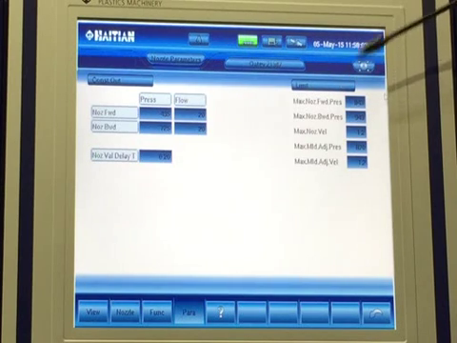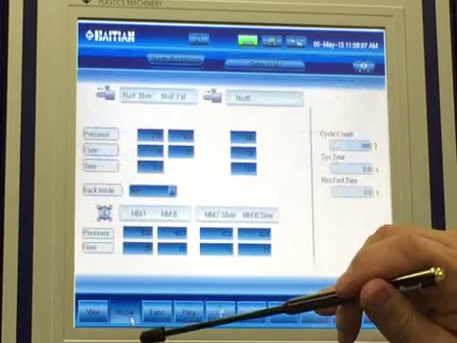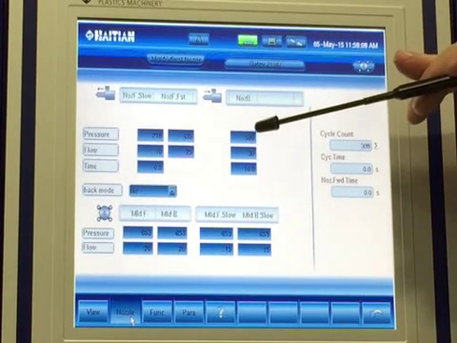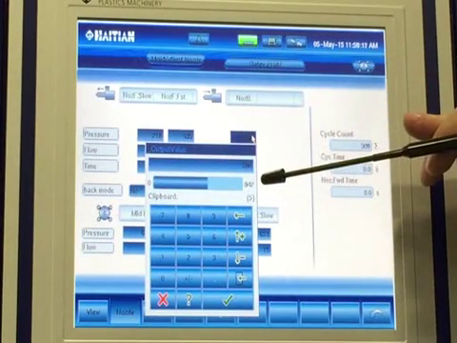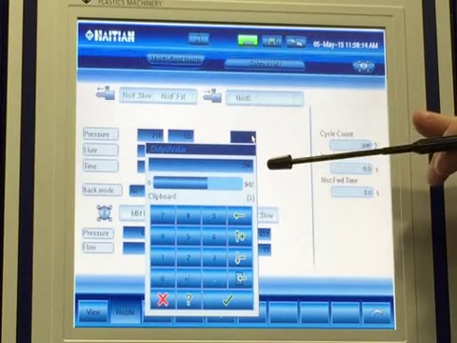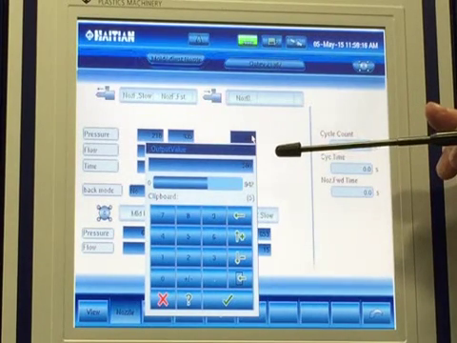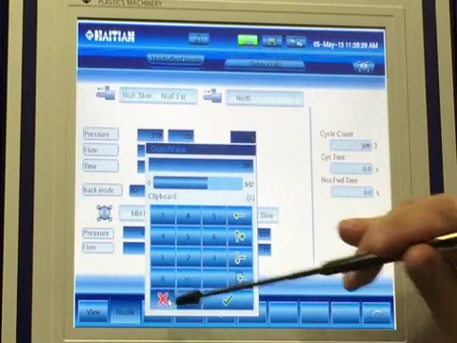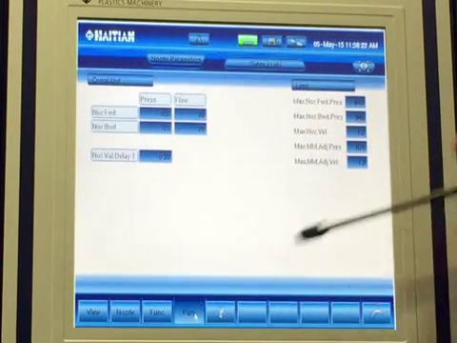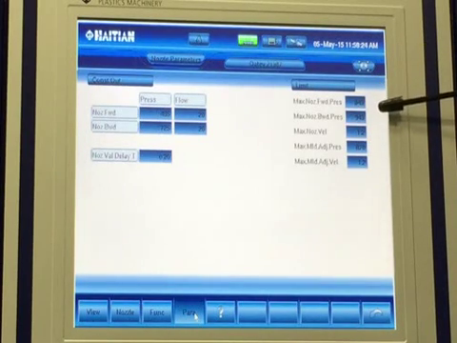Max nozzle forward pressure is set for 943. So if we go back to the nozzle screen and we look at what one of our pressure limits are, it's at 942. On the nozzle screen, it will not let you go right to the limit. It's always 1 psi lower. So we'll go back to the parameter screen. The nozzle backward pressure is the same thing.